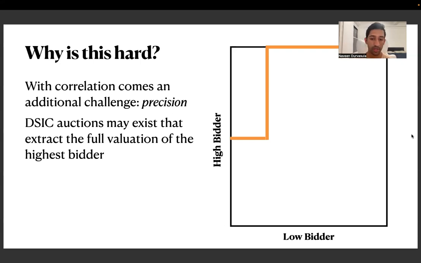And when the high bidder's valuation is a function of the low bidder's, it's actually possible to have an incentive compatible auction that extracts the full valuation of the highest bidder. And you can do this by making the payment for the high bidder given by a function of the low bidder's payment. And when this occurs, it becomes impossible for an online auction mechanism to optimally learn the auction.